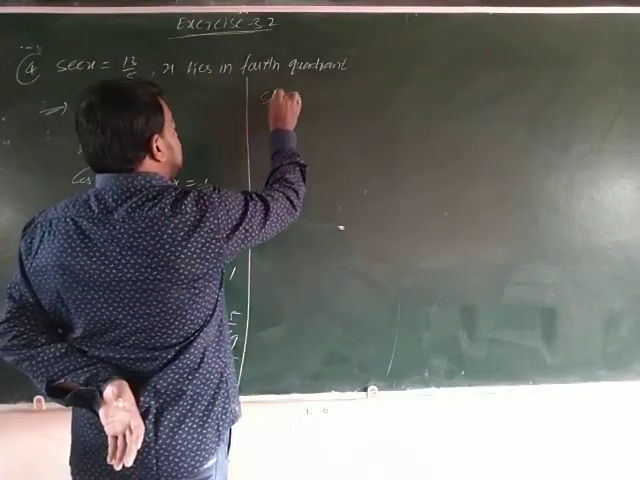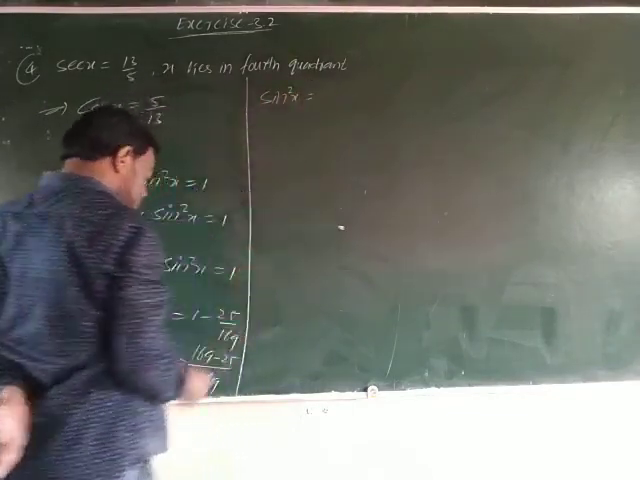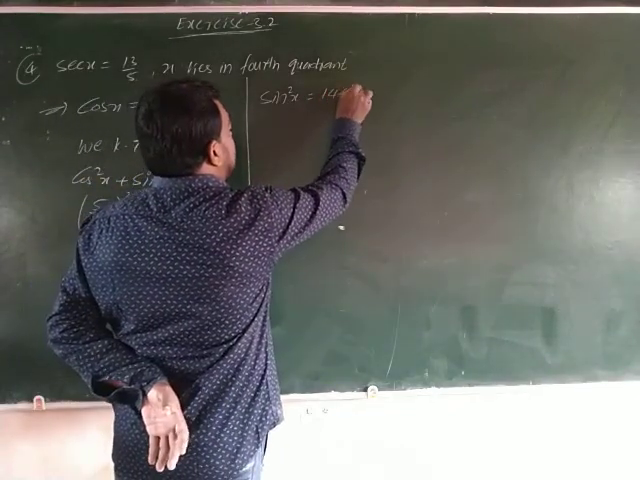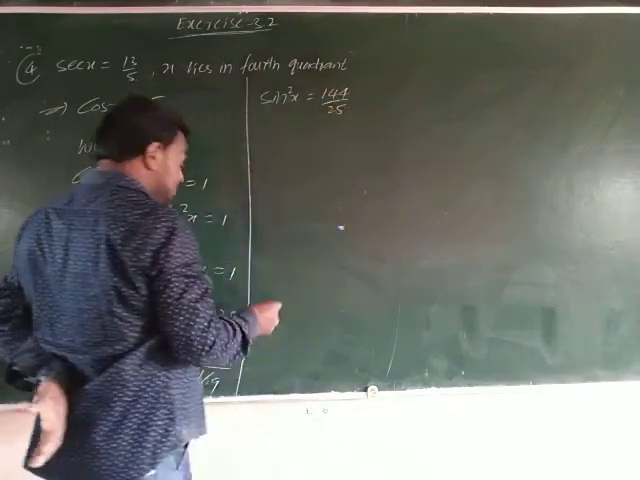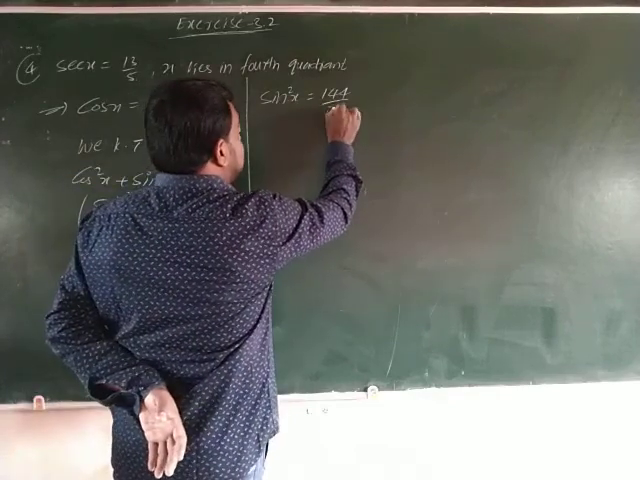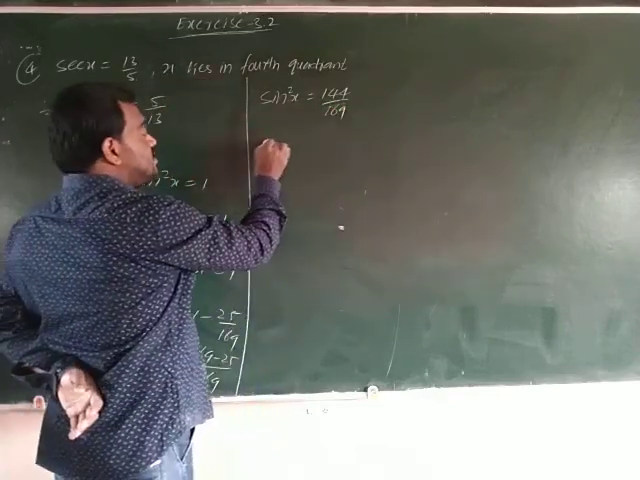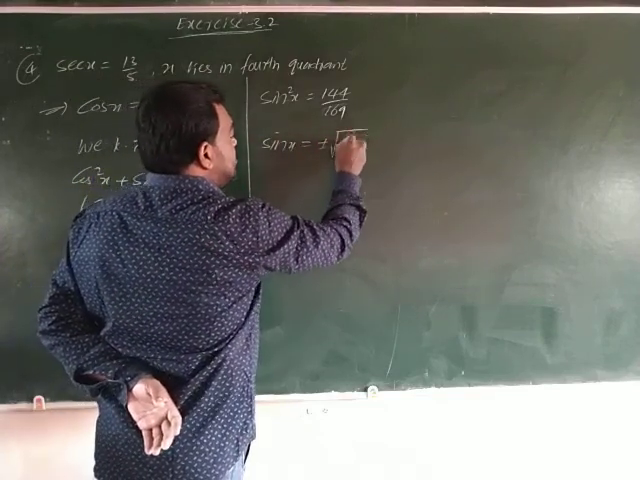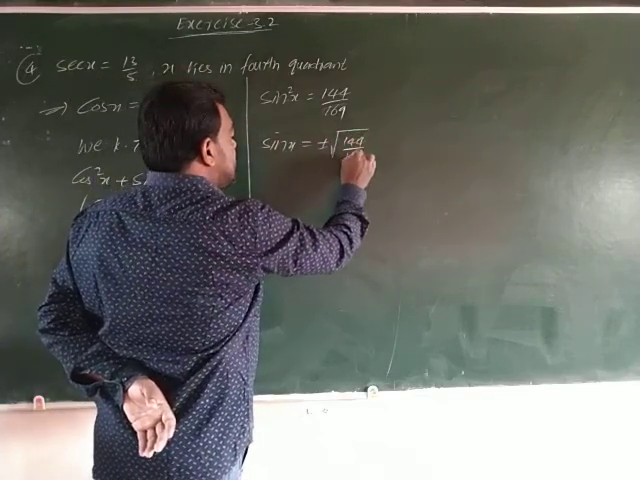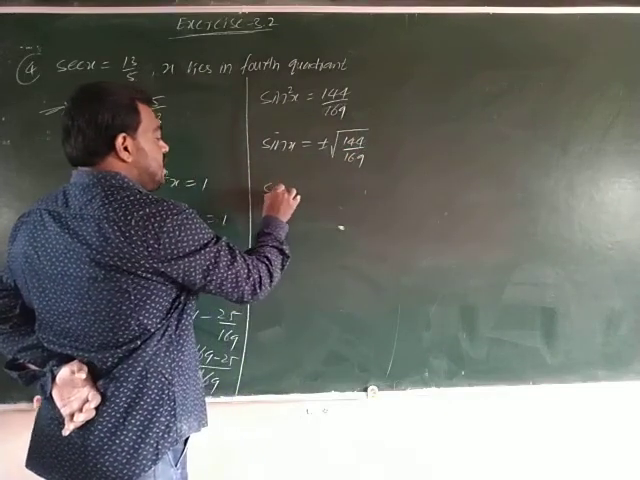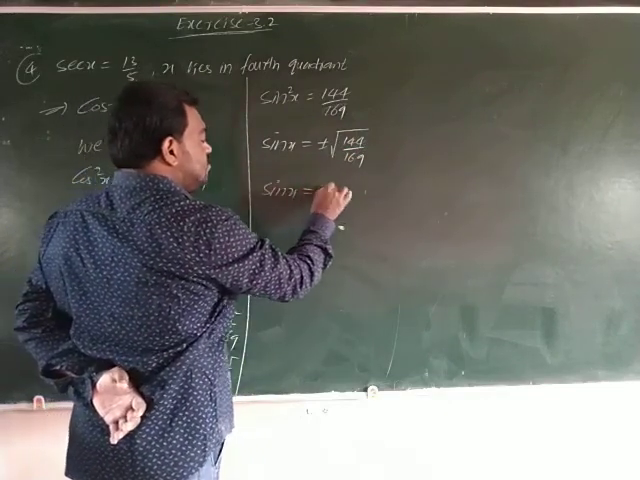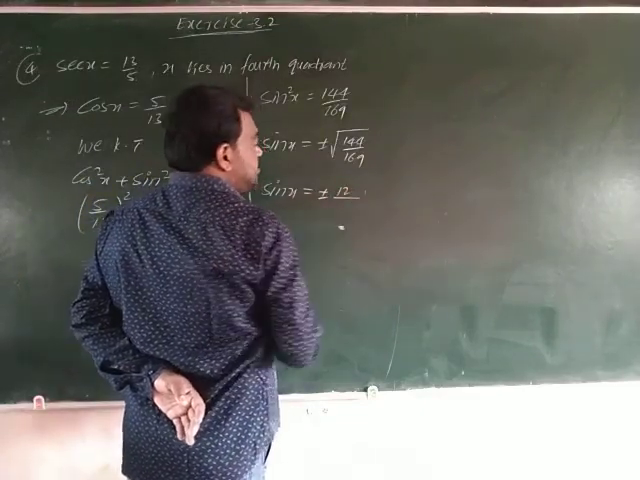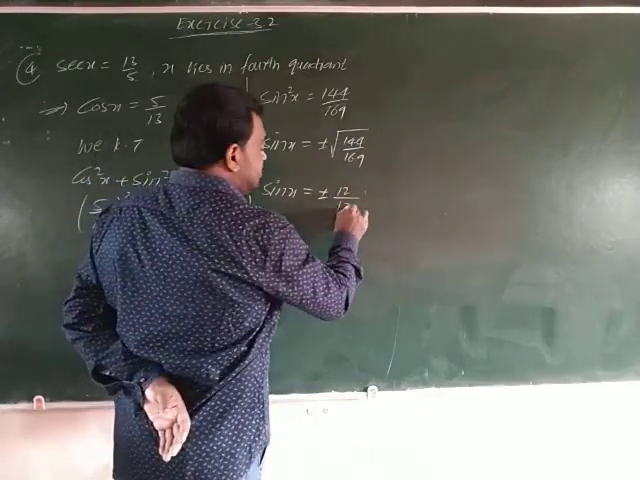Now, sin square x is equals to 169 minus 25 is 144 by 169. Now sin x is equals to plus or minus square root of 144 by 169. Sin x is equals to plus or minus, square root of 144 is 12, square root of 169 is 13.